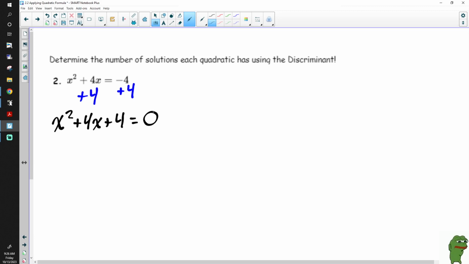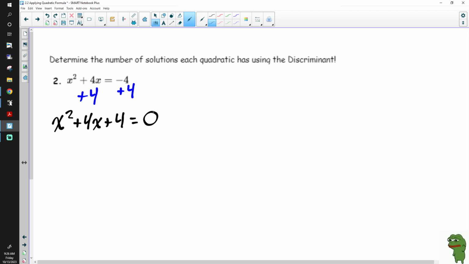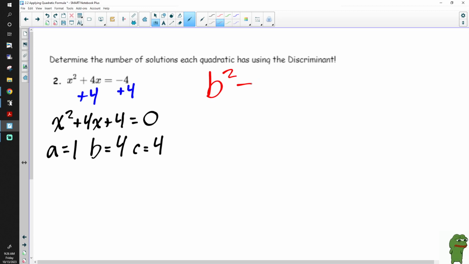And that's what we want because remember we want it to equal 0. We gotta make it a 0. Sometimes it'll already be equal to 0. Sometimes you gotta move something. And you just need to make sure whatever you move, you put it in the right spot. Now we do everything like we did. What's the A value? 1. The B value is 4, and the C value is also 4. Our discriminant is B squared minus, do you remember? 4AC.